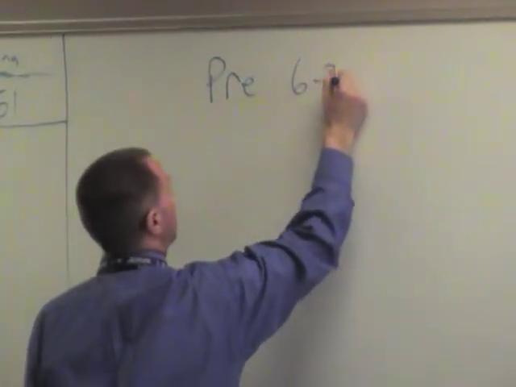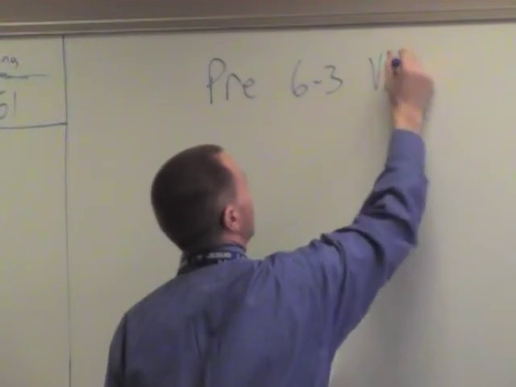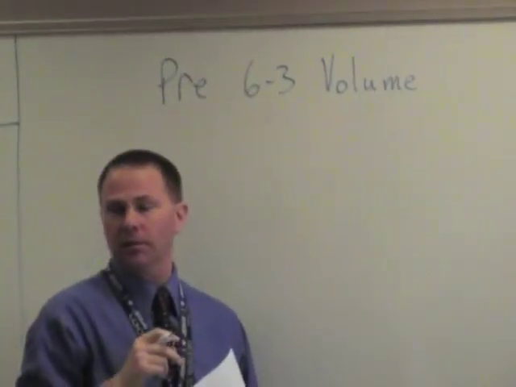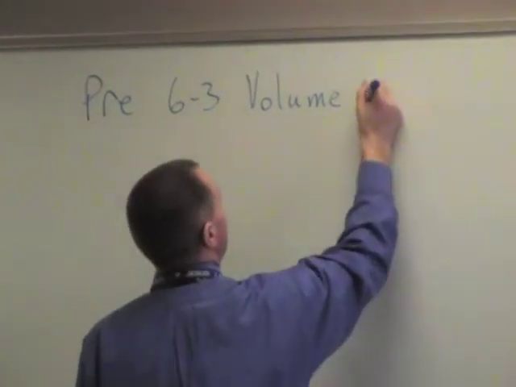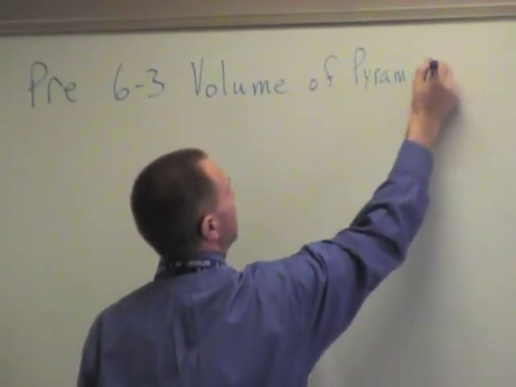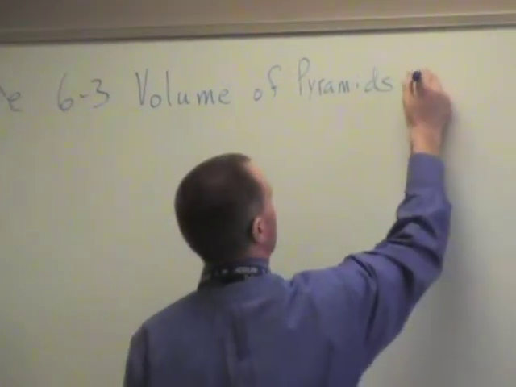Alright, 6-3. Again, we're doing volume. Where are units going to be in? Volume of pyramids and cones.